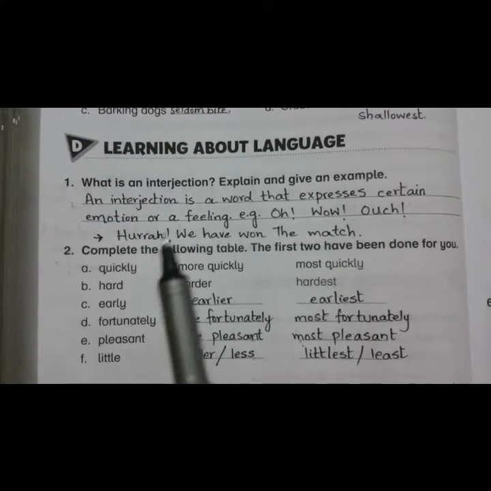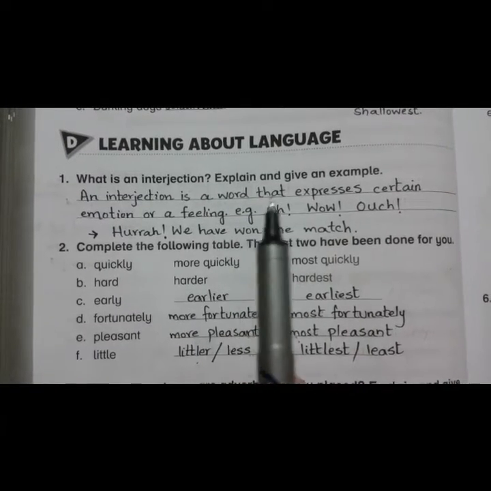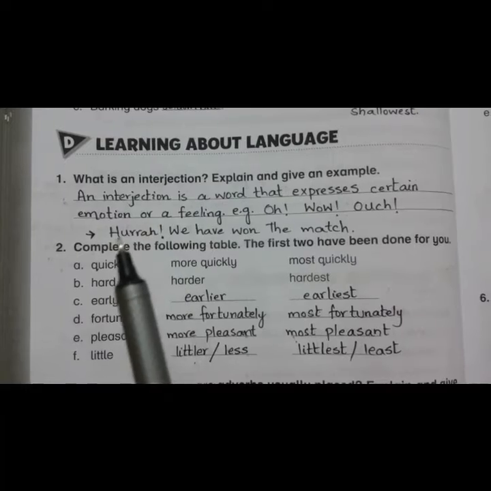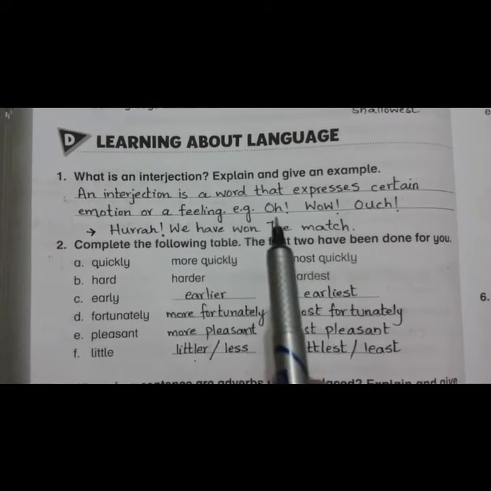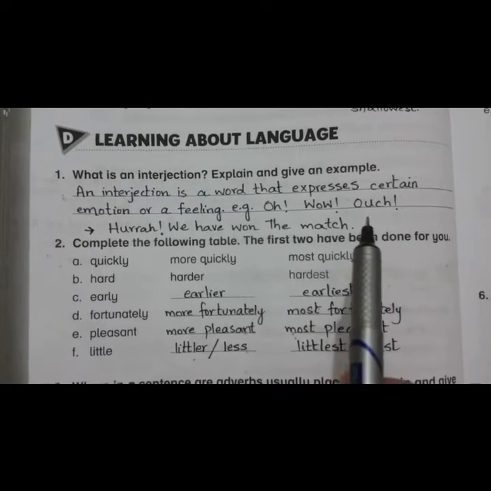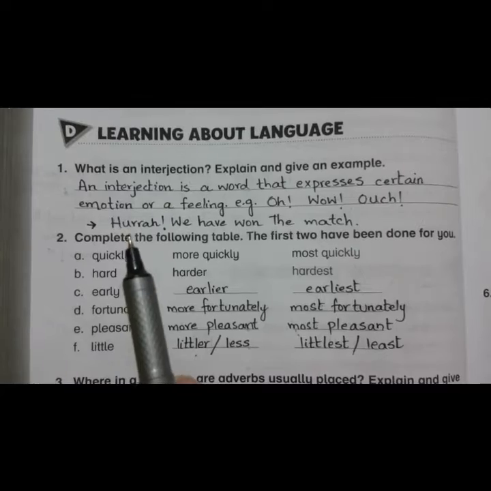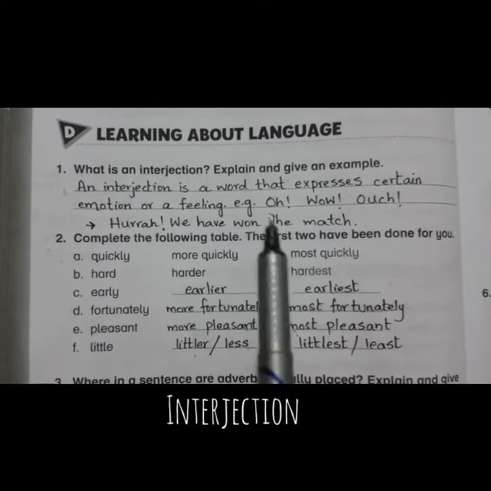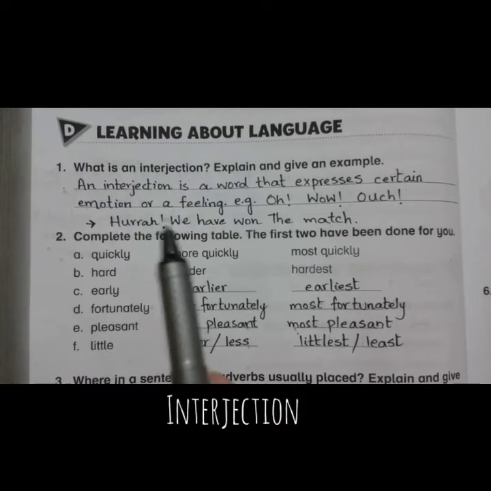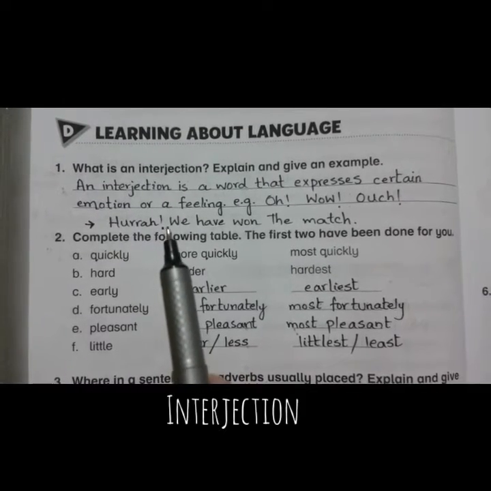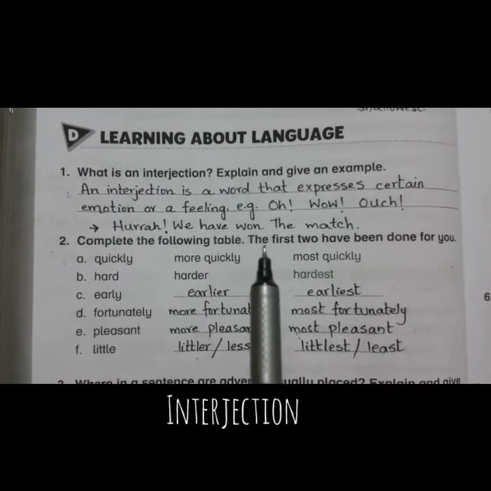So what is an interjection? It is actually a word that shows us different feeling or different emotion, or a particular feeling or a particular emotion. For example, oh, wow, ouch, and we have other interjections also. For example, if I will use it in a sentence, hurrah, we have won the match. So an interjection has been used in the beginning, and most interjections end with an exclamation mark because it shows us a kind of exclamation or a kind of emotion. All right.